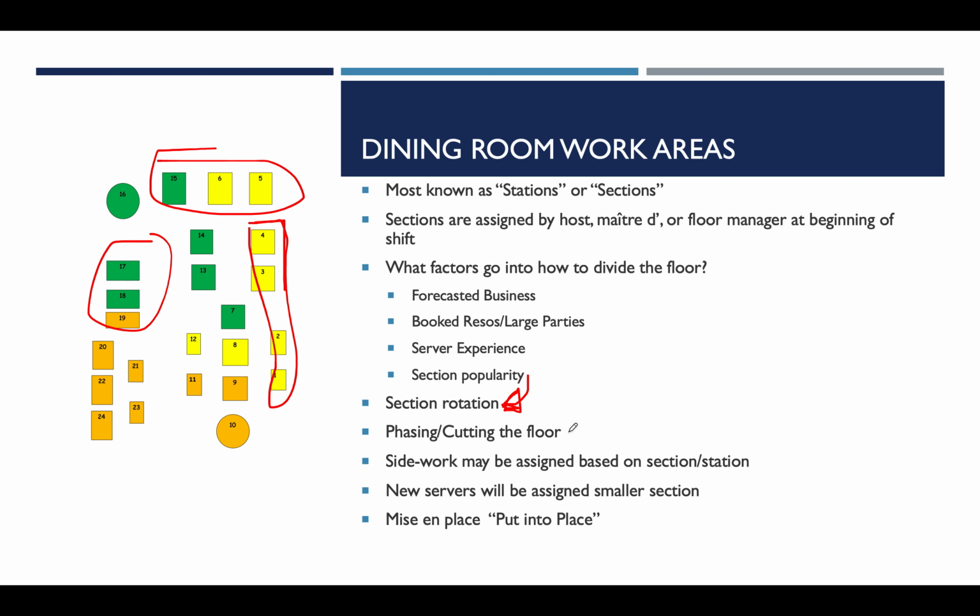Side work may be assigned based on section or station. In the Class Act, it's a little bit different. It's a very small restaurant. But what you'll find in larger establishments is the sections might have their own little POS station cabinet things out in the middle of the floor. Let's say this one was tied to the green section and you were responsible for the green section, you'd be responsible for stocking that and making sure that everything on these tables in your section area would be stocked and ready for service. That's kind of what we're talking about.